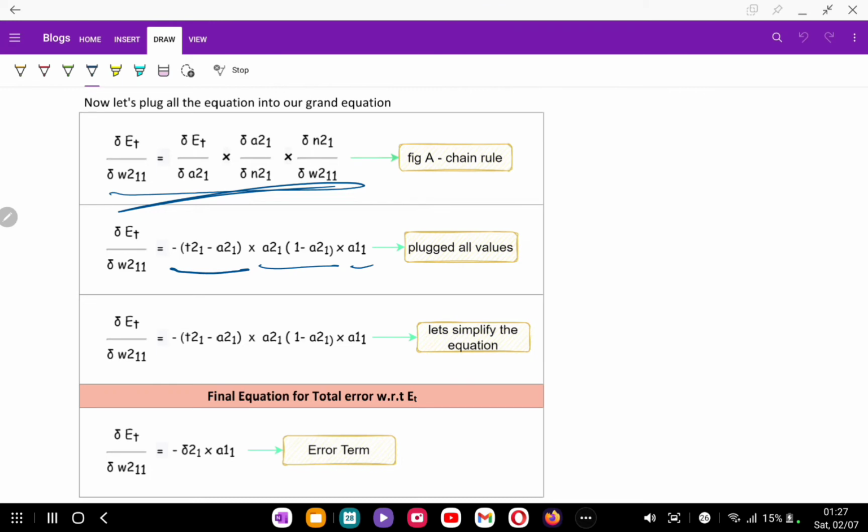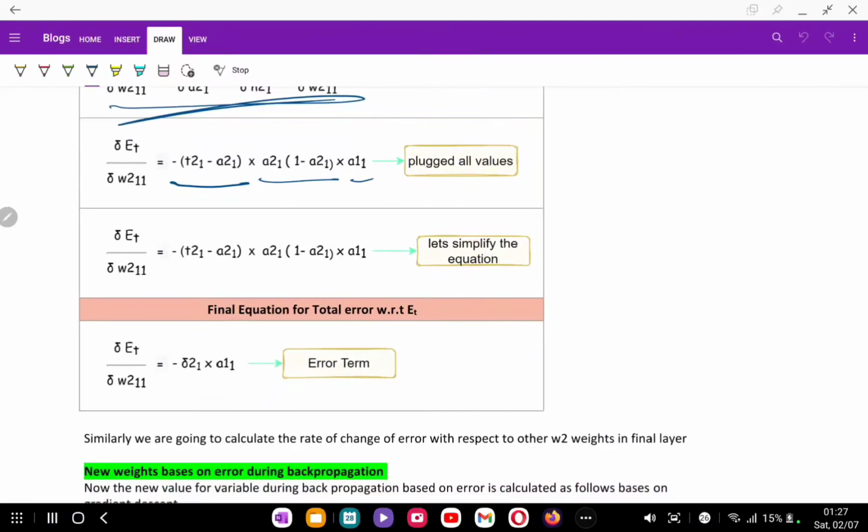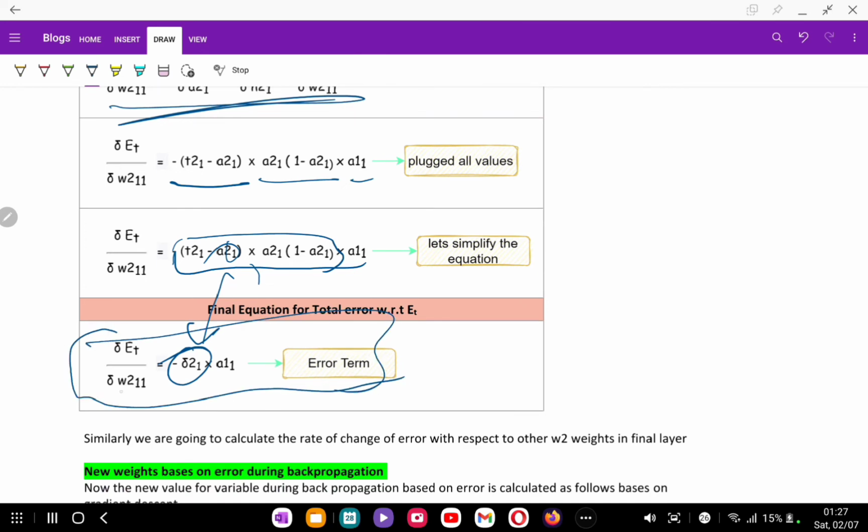You can simplify it by just playing around. When you simplify the equation, you just rename this value as the partial derivative delta 1, because this is with respect to 1. It's just a simplified version of this. So this is your error term with respect to W211.